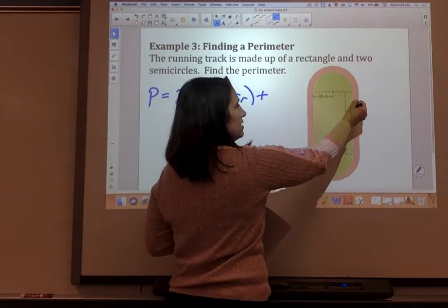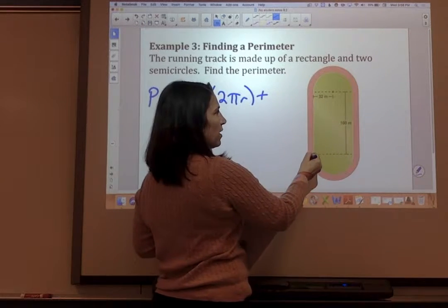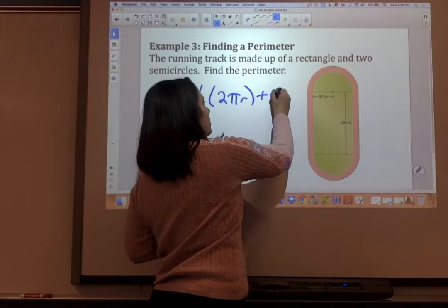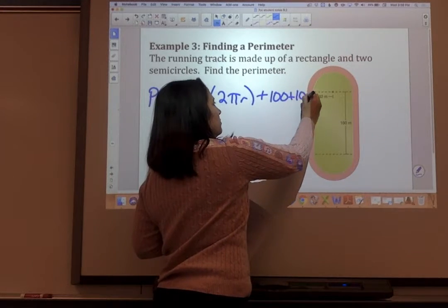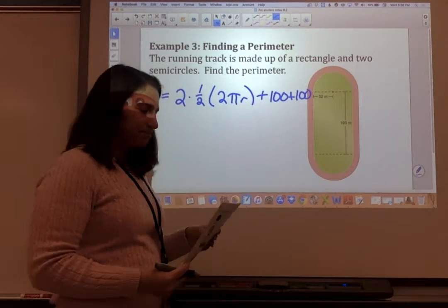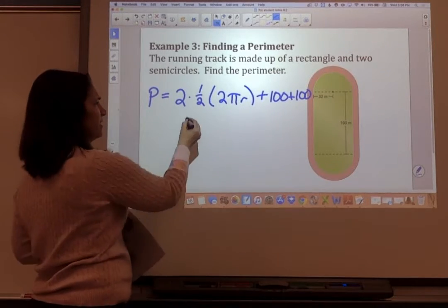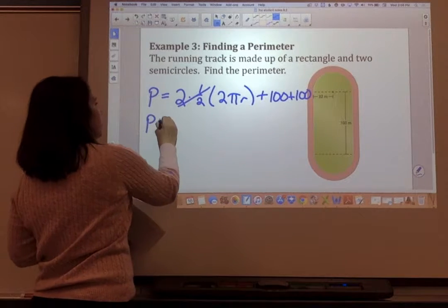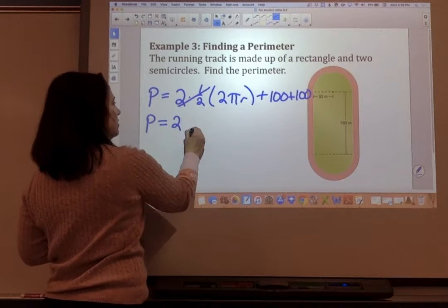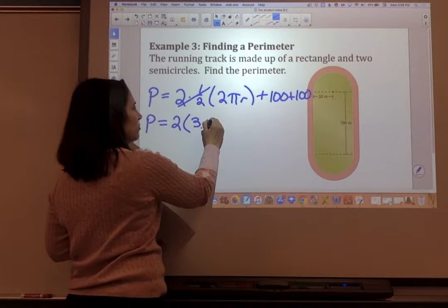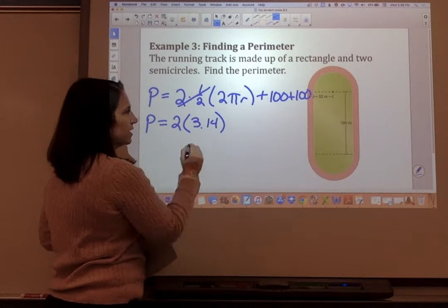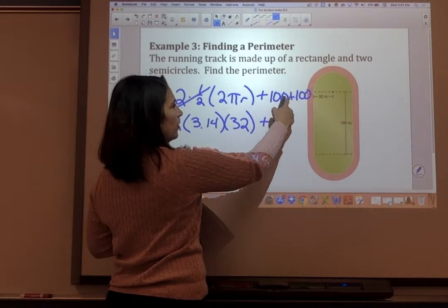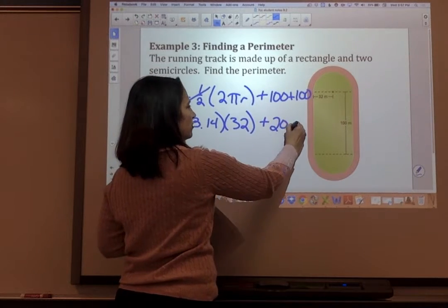Plus these 2 long edges of the rectangle, which are each 100. So I'm going to write 100 plus another 100. Now, as I simplify this, 2 times 1/2 is 1, right? So I'm left with 2 times pi, and I'll use 3.14, times the radius, which is 32, plus I'll go ahead and combine this to get 200.